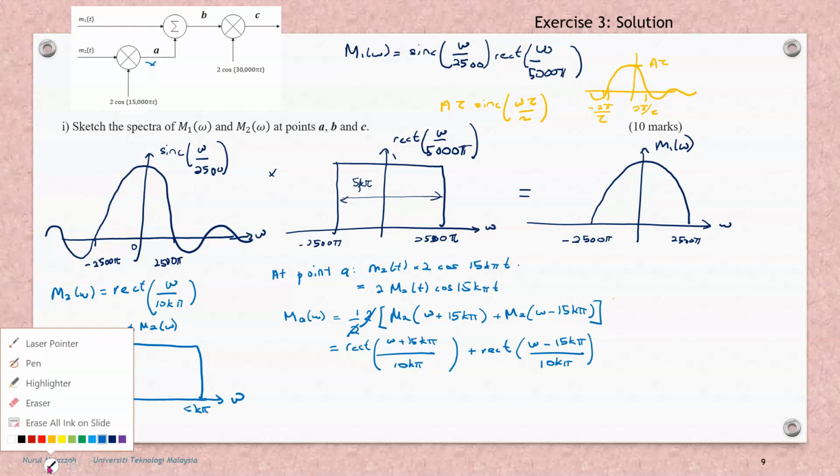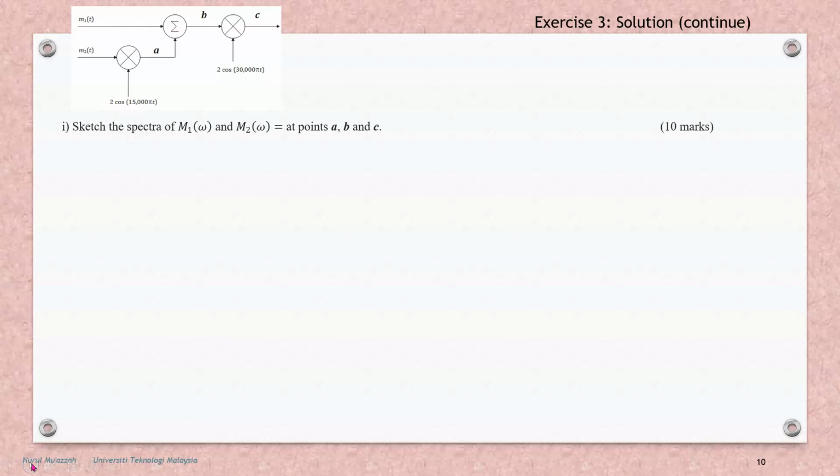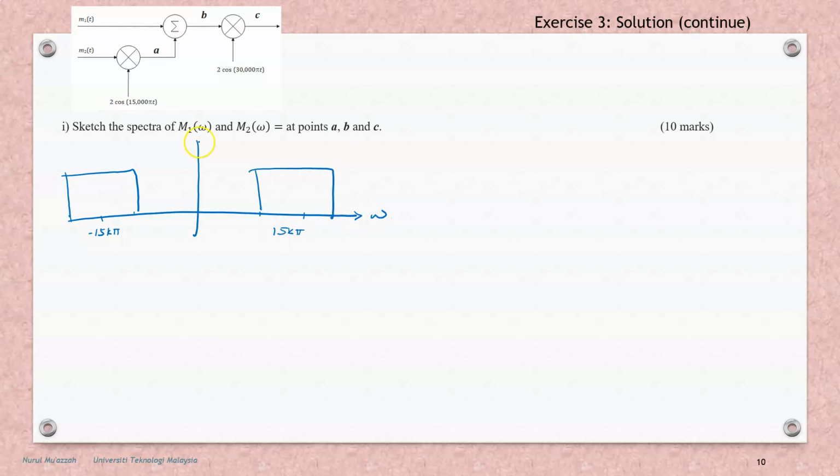Okay, so let me draw in another page here. So M_A(omega) will become 2 times a rectangle function, and the origin here should be negative 15k pi, because it has been shifted by negative 15k pi and also 15k pi. This is M_A(omega). The amplitude should be 1.